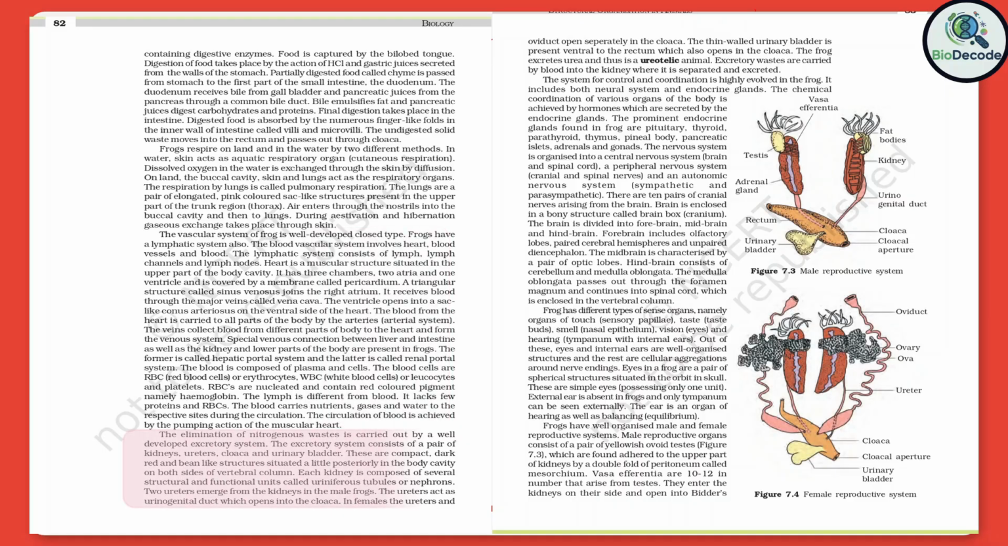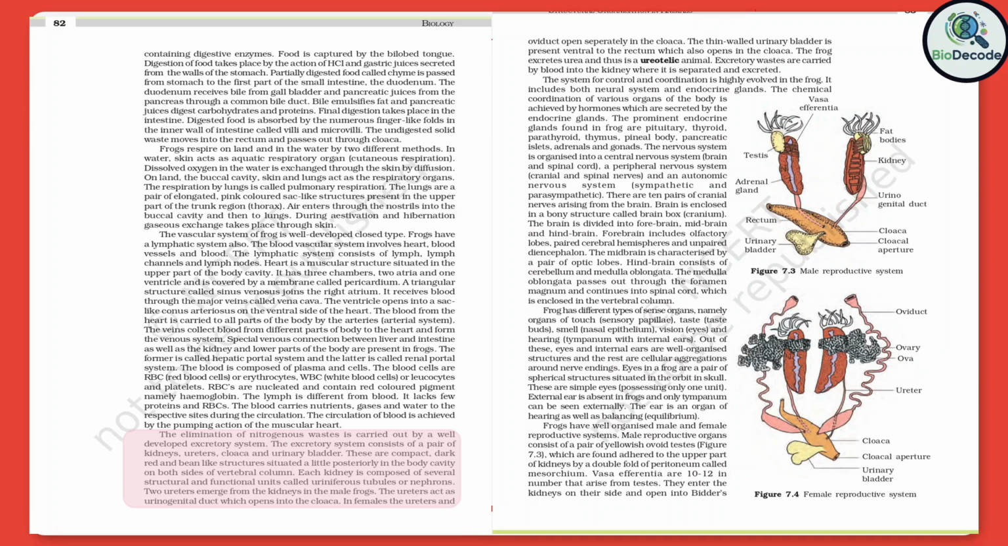The elimination of nitrogenous wastes is carried out by a well-developed excretory system. The excretory system consists of a pair of kidneys, ureters, cloaca, and urinary bladder. These are compact, dark red, and bean-like structures situated a little posteriorly in the body cavity on both sides of the vertebral column. Each kidney is composed of several structural and functional units called uriniferous tubules, or nephrons.